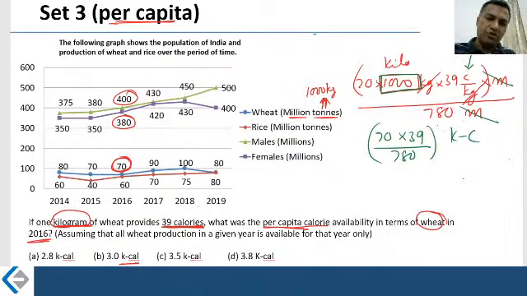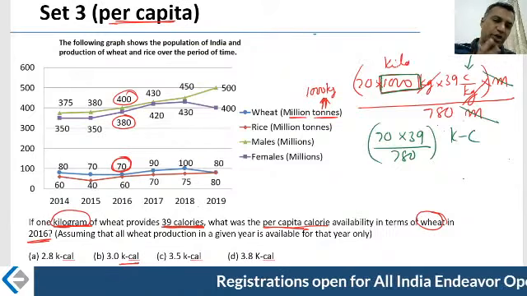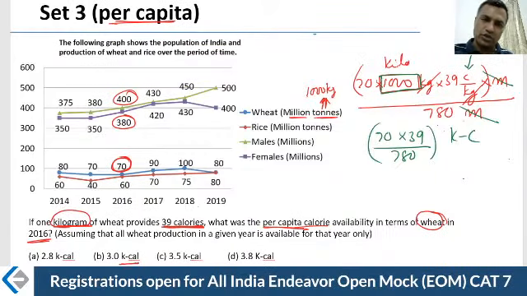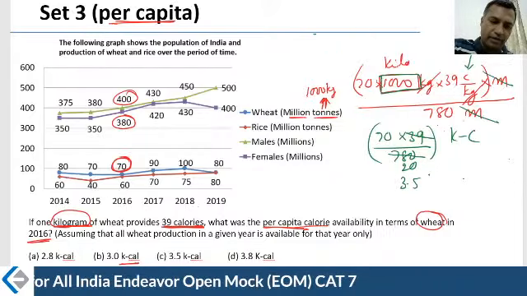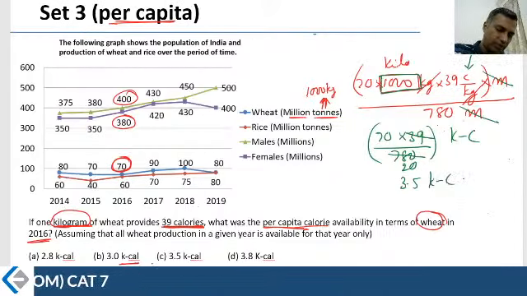But at the same time, ensure that the units are taken care of. It was a pretty simple question; you just need to be a little mindful about the units. Therefore, 39 one time, 39 20 times. Now this becomes 70 divided by 20, that is 3.5 kilocalories. The answer is 3.5 kilocalories.